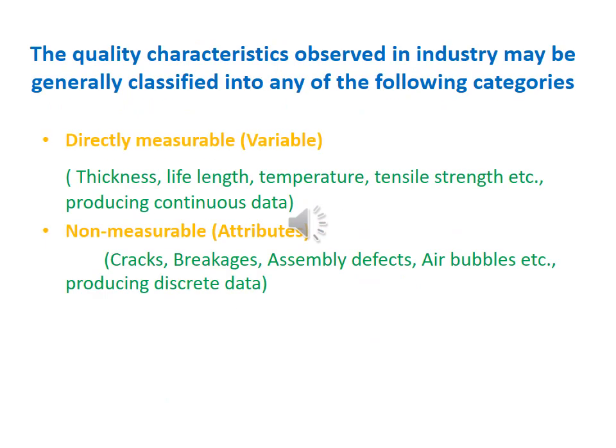The quality characteristics observed in industry may be generally classified into any of the following categories: directly measurable variables and non-measurable attributes. Variables: thickness, life length, temperature, tensile strength, etc., producing continuous data. Non-measurable ones come under attributes: cracks, breakage, assembly defects, air bubbles, etc., producing discrete data.